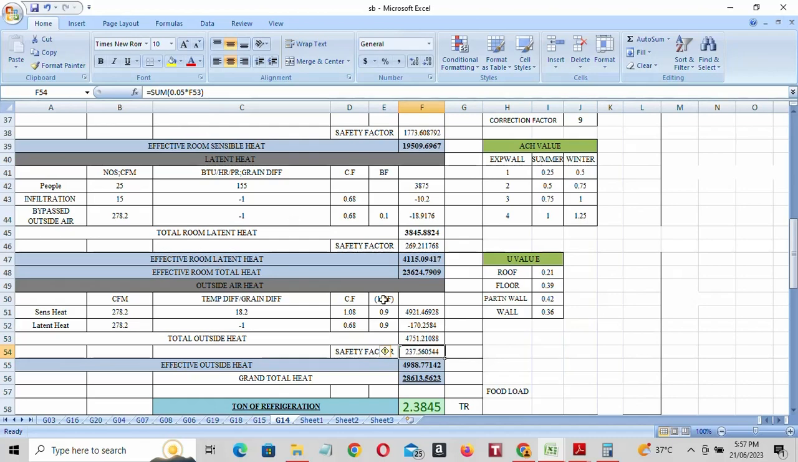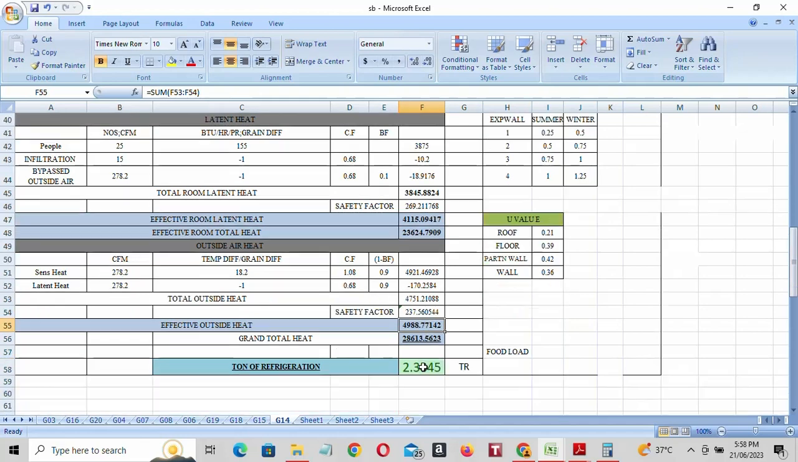You will get this value. So the safety factor here: if you multiply 0.05 into this value 4751, you will get this value. Next is effective outside heat. You will get it automatically, and the grand total heat is 28613.5623. This also you will get automatically after entering the values. So our total ton of refrigeration is 2.3845 ton. Okay.